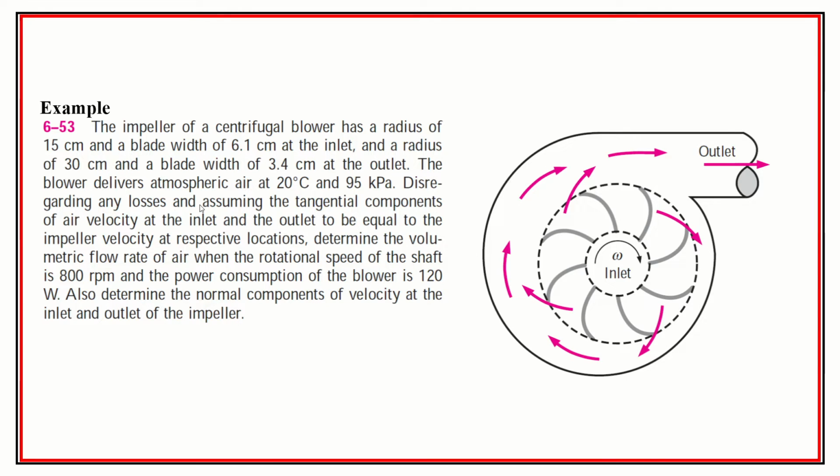But here's an example where we're going to do a centrifugal blower. This isn't all that much different from the earlier example with velocity triangles, example 3, I think, but we'll do it anyway. So we have a centrifugal blower. I'm almost thinking this is radial, like a leaf blower maybe. 15 centimeters, and it's got a blade width of 6.1 centimeters.